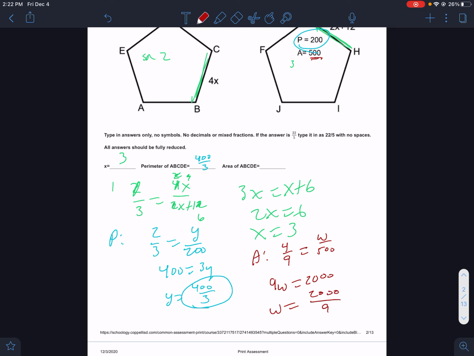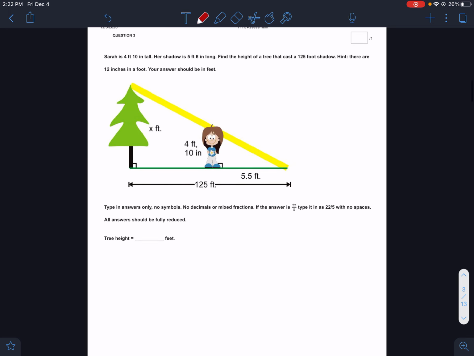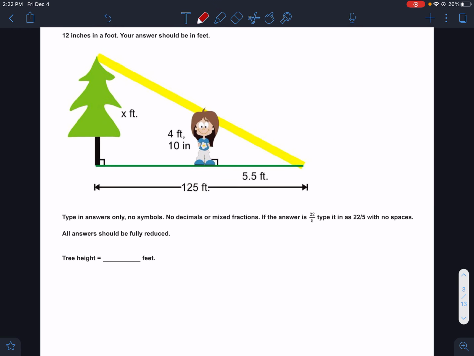So that does not reduce, I don't think. Let me just type it in. 2,000 divided by 9. No, it doesn't reduce. It's just 2,000 over 9. So 2,000 over 9. There are your answers. Boom. Killed it. Next situation.